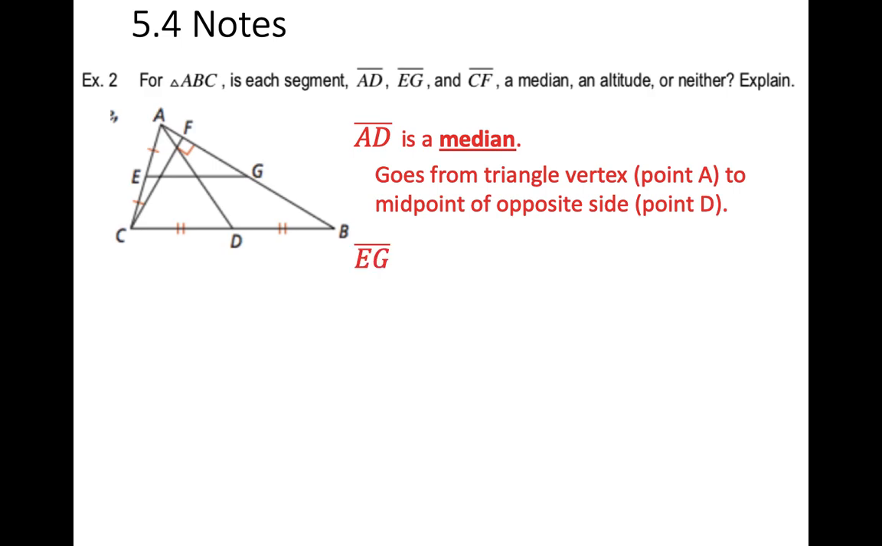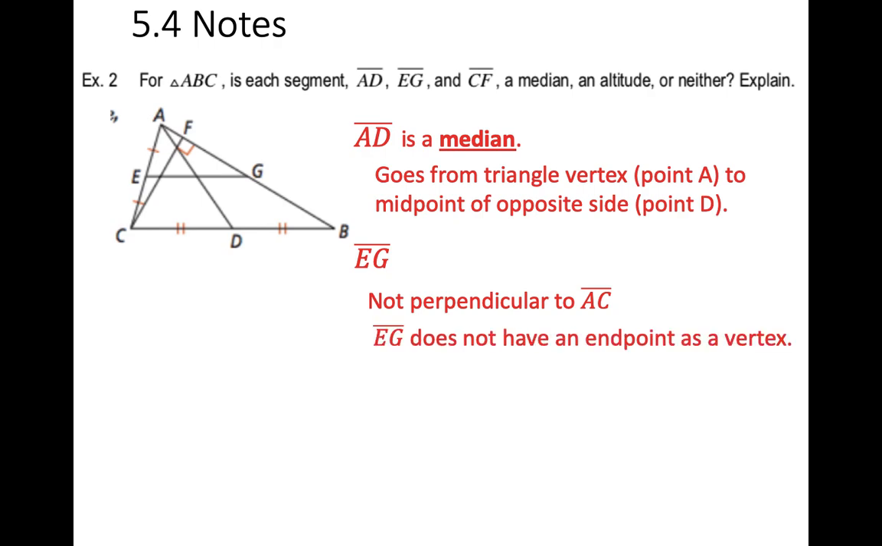When I look at EG, EG is not perpendicular, and it doesn't have an endpoint as a vertex, so it's actually neither an altitude or a median. Finally, when I look at CF, CF is perpendicular to AB, and C is the vertex. So put that together, and CF is the altitude, or is an altitude of that triangle.